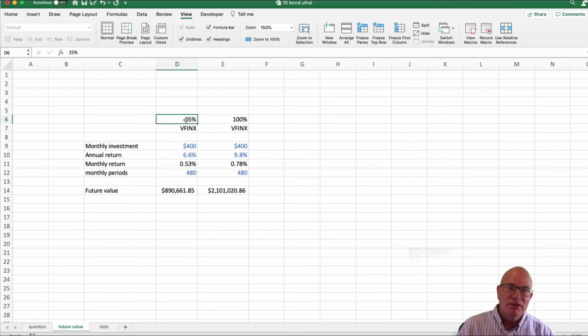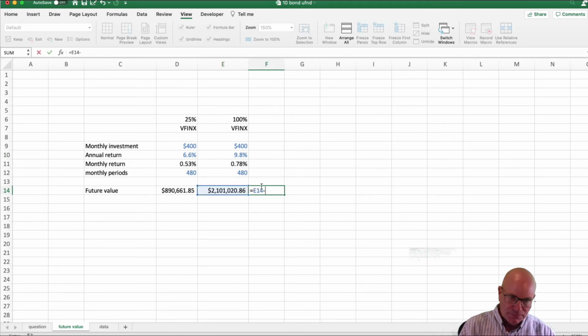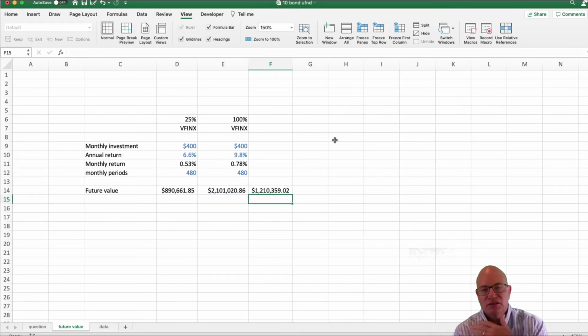If we made a 25% VFINX, 6.6% return on average, did that for 40 years, which isn't what Bogle's recommendation is, but here I just want to show you the difference. This function calculates the future value. If we made a $400 investment per period, 6.6, 480 periods, it's $890,000. So think about that. If you started today, you would have $890,000 at the end if you had a 6.6% return. If on the other hand you had a 9.8% return, you would have $2.1 million. All right? And that difference is $1.2 million. So you get a feel here for how much that over this time period influences the ending value.